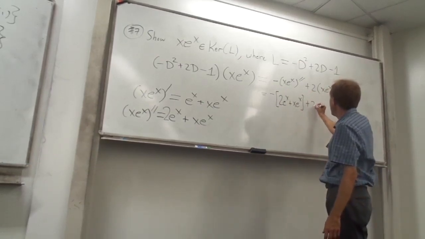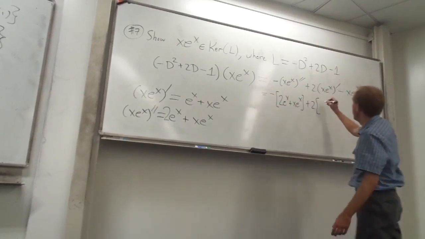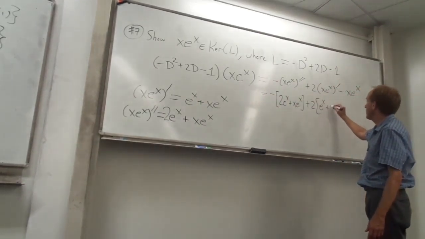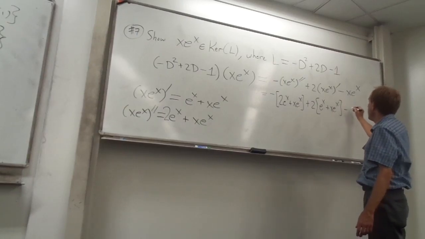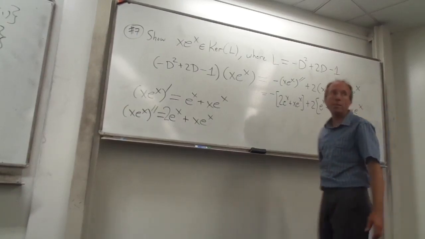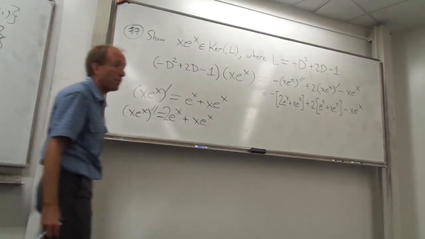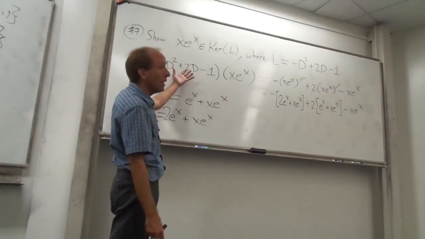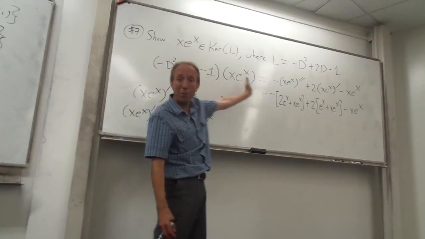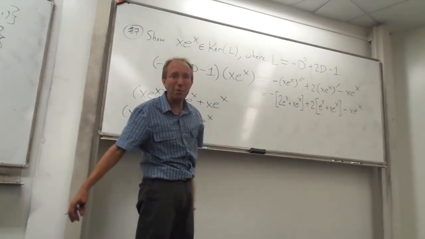Then plus 2 times 1 derivative of x e to the x, which is e to the x plus x e to the x. And then minus x e to the x. I almost consider this as almost like a freebie problem. I mean, as long as you do your derivatives correctly, this is not very difficult. You're just basically plugging in a function into this operator, just making sure it all cancels out.